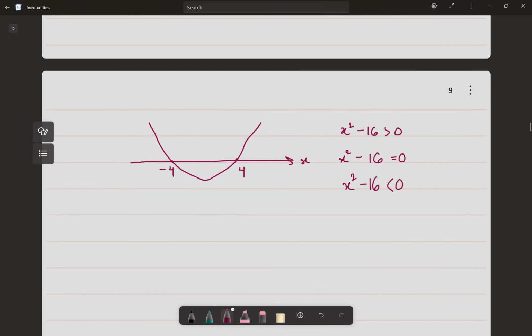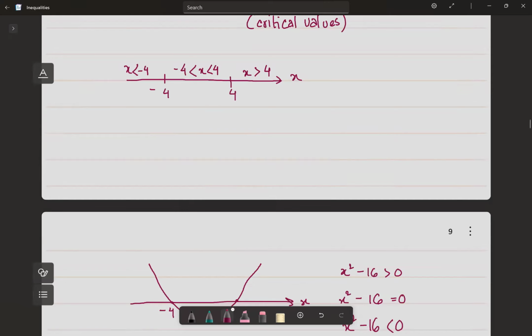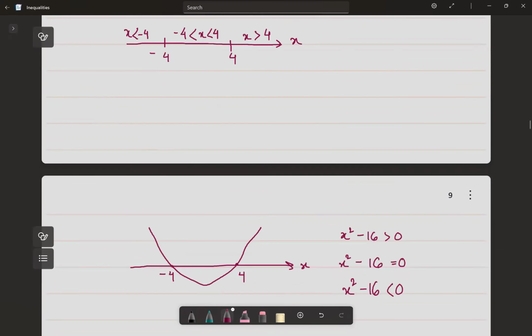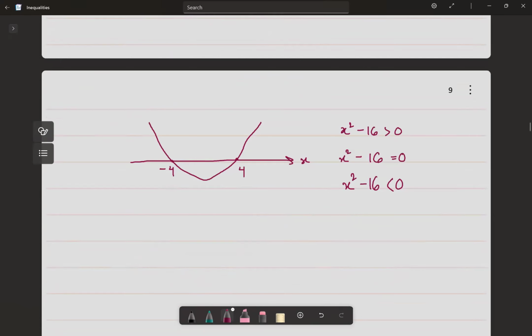Now, if we take a look at the question, it demanded us to find the range where the expression x squared minus 16 is less than 0. So less than 0 would mean that we have to look below the line. Below the line is this region.